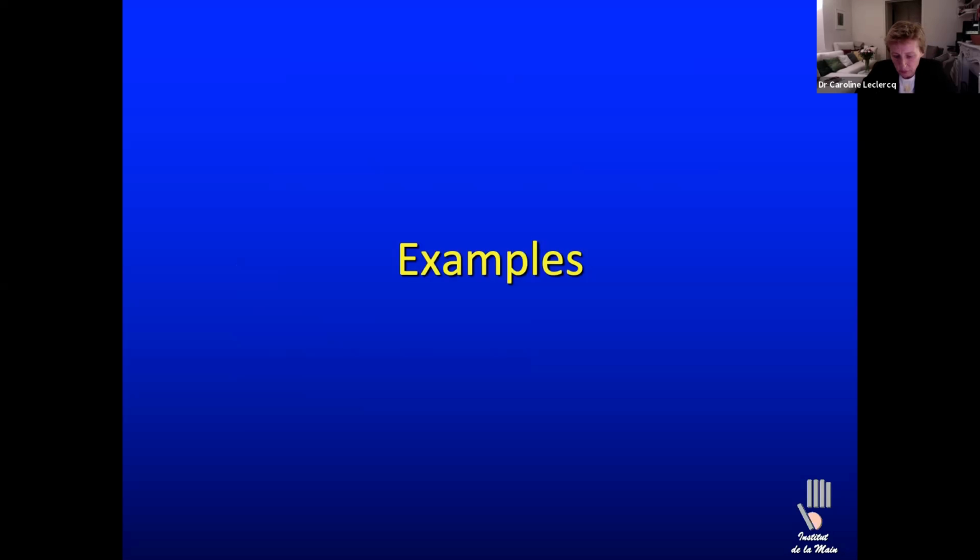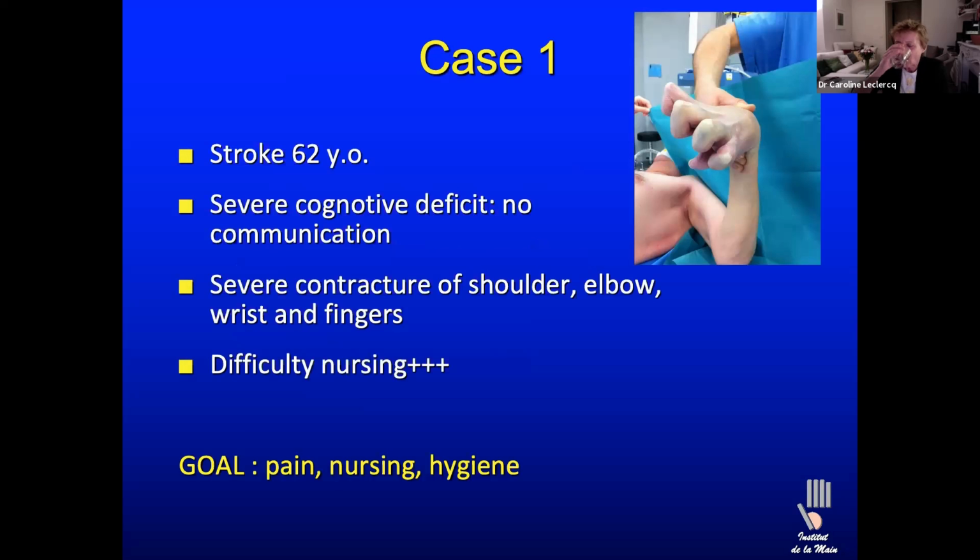I will end up very briefly with a few examples to show you all the different types of patients that we have to deal with. And this is a bedbound patient with severe cognitive problems. He's 62 years old, no communication, and terrible contractures of both shoulder, elbow, wrist, and fingers. He's at home with his aging wife, and nursing is difficult. He cries every time one moves his joints. And so our goal here is only pain, nursing, and hygiene.